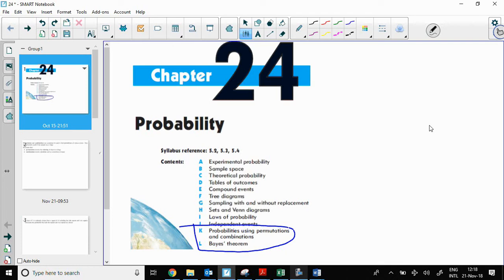Okay, we're finishing up chapter 24 now. This will go pretty quickly. Section K is probabilities using permutations and combinations. I've already discussed how to do this in prior videos. We'll just do a few more examples here.